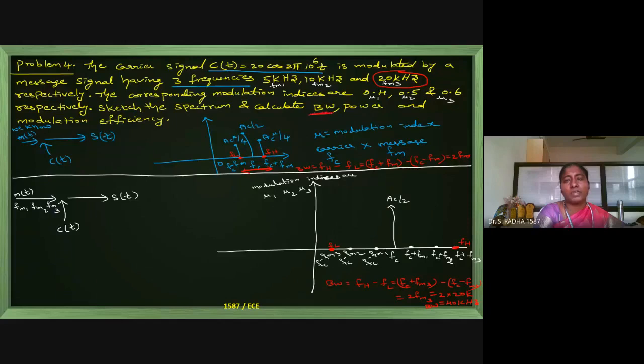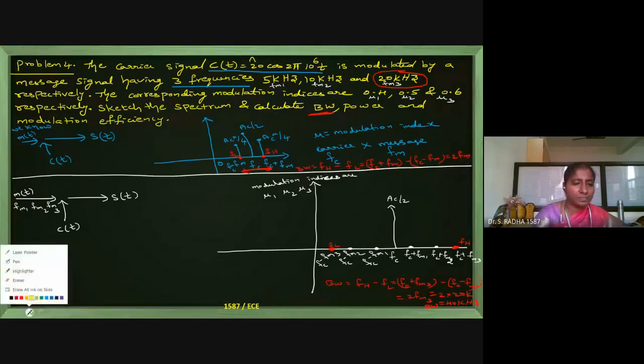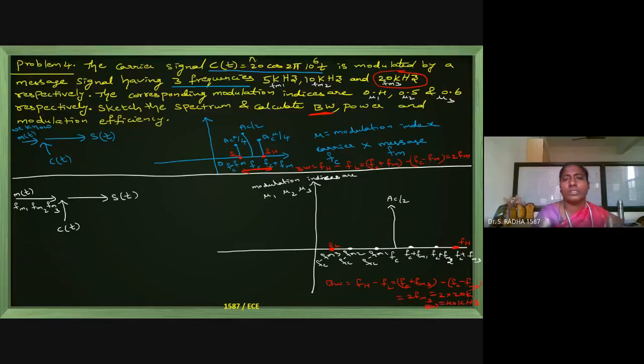We completed the bandwidth. Now spectrum means the diagram. We will try to draw the diagram, for which we need the amplitudes. This is the AC value. AC by 2 means 20 by 2, which is 10. The height is 10 volts.